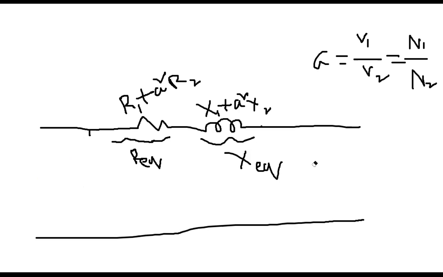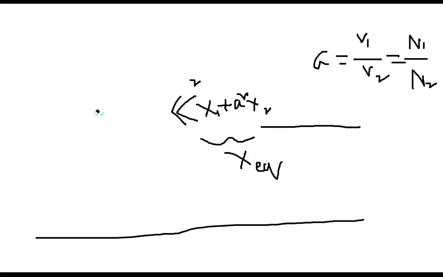Now you see, a transformer basically means a coil. And what is the meaning of a coil? Coil means mainly inductance, mainly reactance is dominating. So in real practice, if you compare this one with this one, this is very, very large compared to this one. This means X1 plus A square X2 is much larger than R equivalent. So you can neglect this portion. I don't need this one. Therefore, ultimately, in the circuit only X equivalent remains.